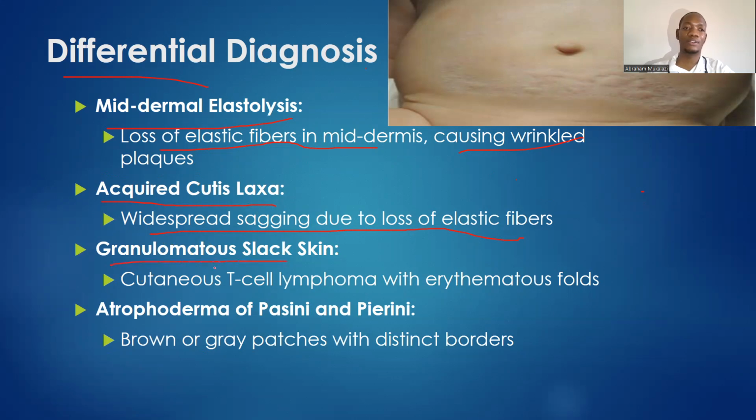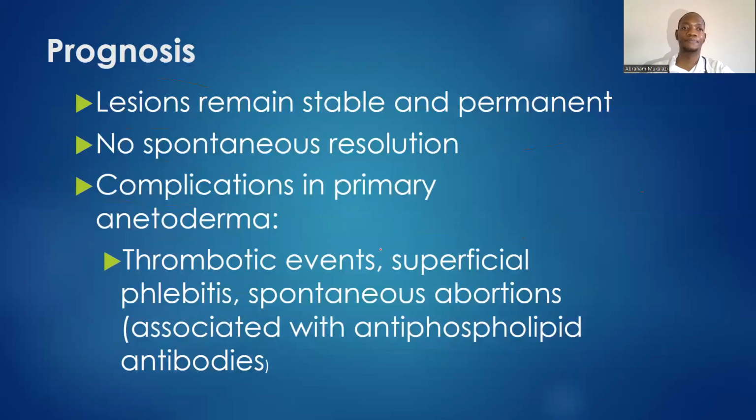Another differential is granulomatous slack skin. In this case, it is usually due to cutaneous T-cell lymphoma. And another one is atrophoderma of Pasini and Pierini. In this case, you get gray or brown patches with distinctive borders. As you can see in this picture, all this skin here is lax and very soft, with wrinkling. So that's what we call anetoderma.